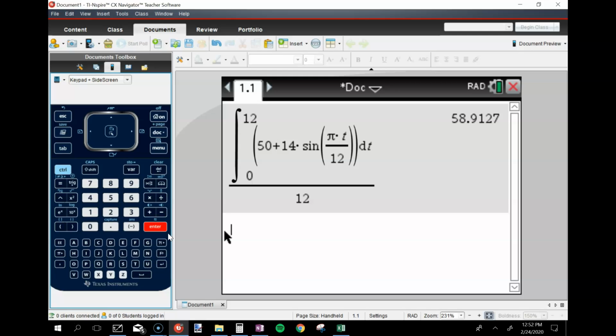Oh yeah, this one right here. Yeah, because remember to find the average value, I got to do the change in y over the change in x, right? Oh, yeah. So you're saying I could just put it in front of you. Either way. Yep, either way. No doubt. 58.9127.